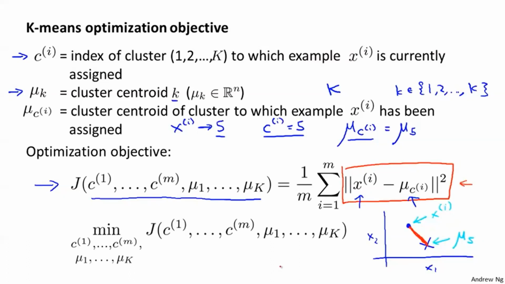And what k-means can be shown to be doing is that it is trying to find parameters ci and mu i, trying to find c and mu to minimize this cost function J. This cost function is sometimes also called the distortion cost function, or the distortion of the k-means algorithm.